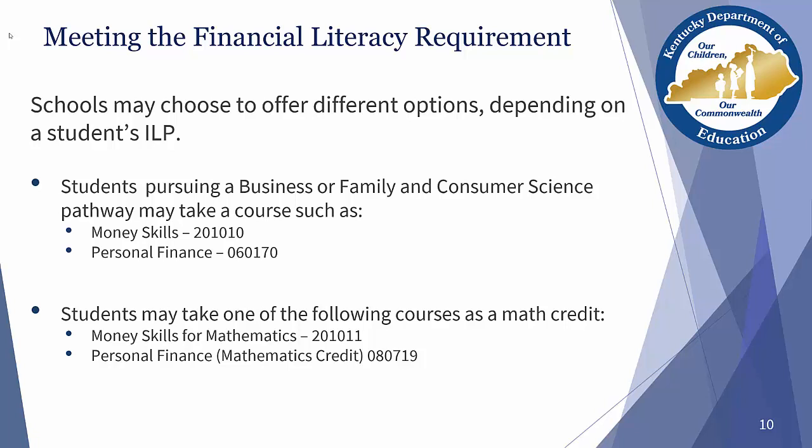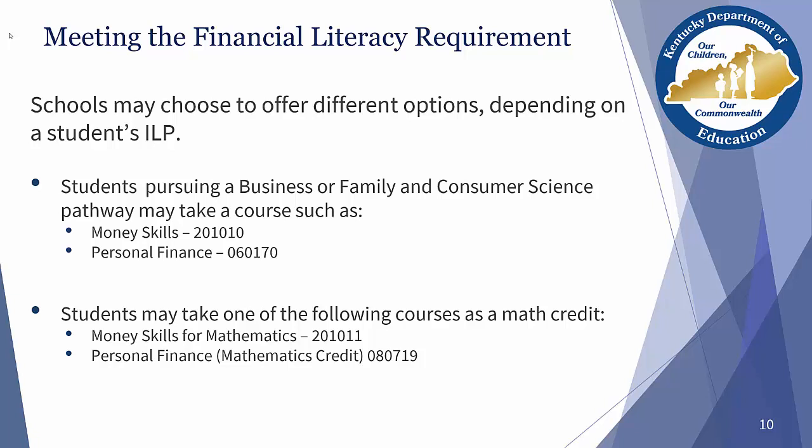So considering the options that the regulation gives us, how do schools choose how to offer this and provide instruction for the students? So a few things that you may want to consider: students that are taking business or family and consumer science courses, there are 2 courses within those pathways that will meet the majority of those standards. There may need to be a little bit of supplemental instruction by those teachers, but they are closely aligned to the standards. So those are money skills and personal finance.